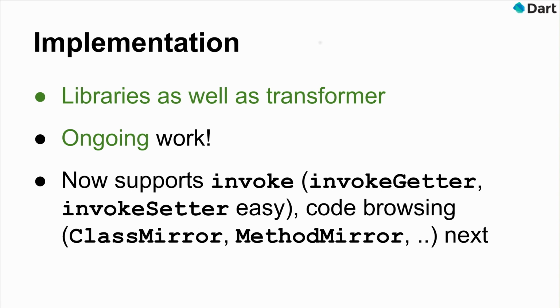For that, you'll have to use an import of reflectable, and you're not going to use dart mirrors in other ways, because in that case, you're just undoing all the work that we have been doing here. So it supports invoke currently. Invoke getter and invoke setter are the new names for get field and set field. That's one of those little experiments we're doing with the API. They're going to be very easy, very similar.